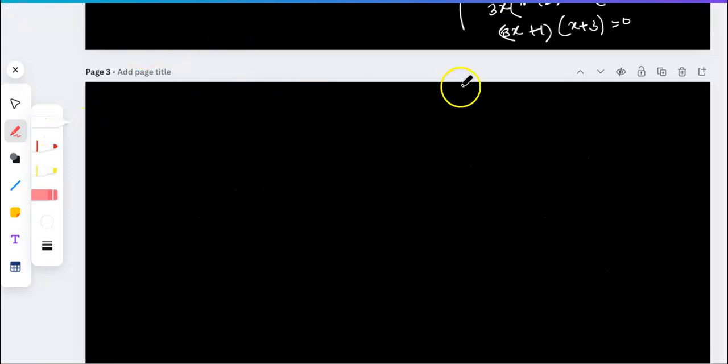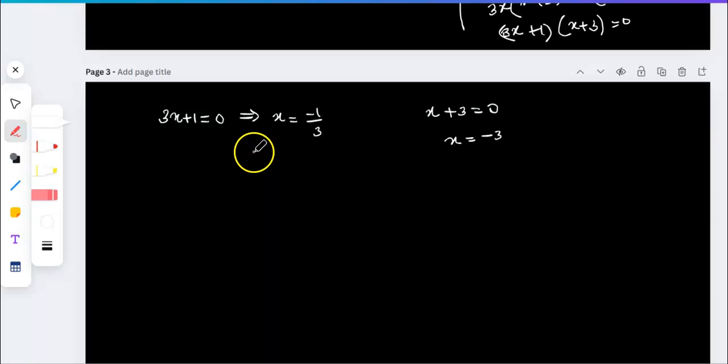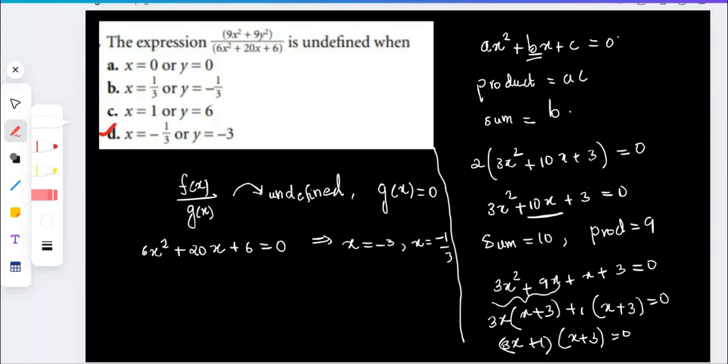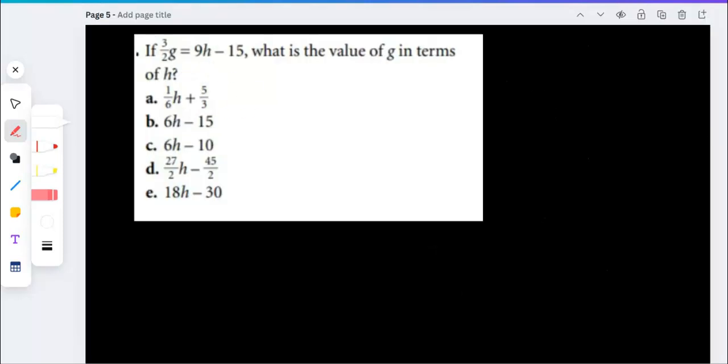So equating both of the parts separately to 0, that is 3x plus 1 equated to 0, I will be getting x is equal to -1/3, and equating x plus 3 to 0, I'll be getting x is equal to -3. So my solution is x is equal to -1/3 or x is equal to -3. So as we did earlier, you can conclude that your solution would be option D.